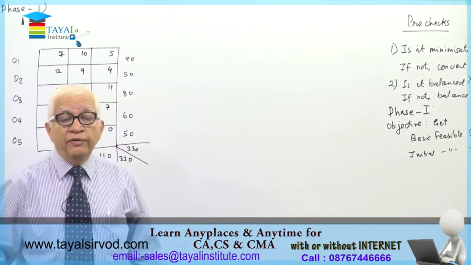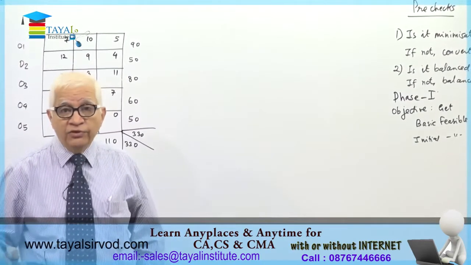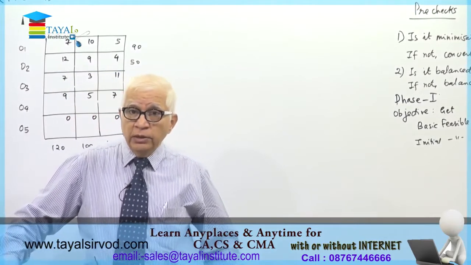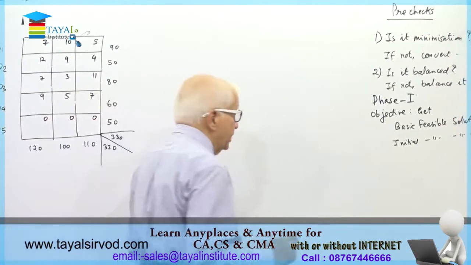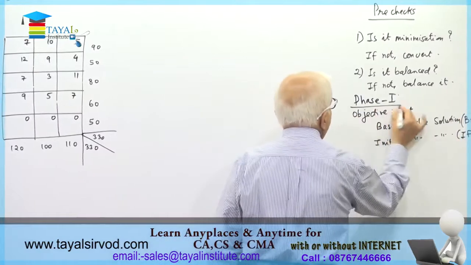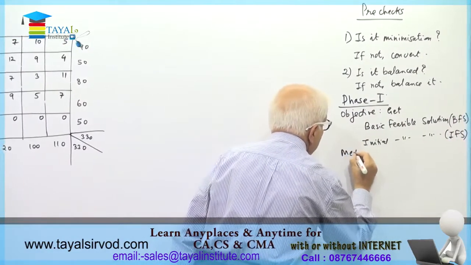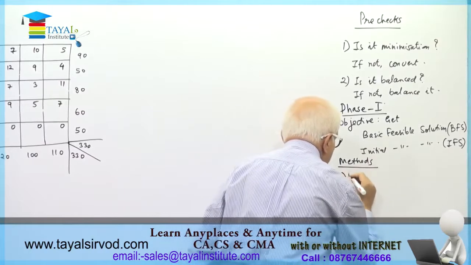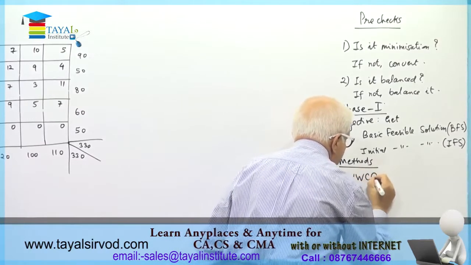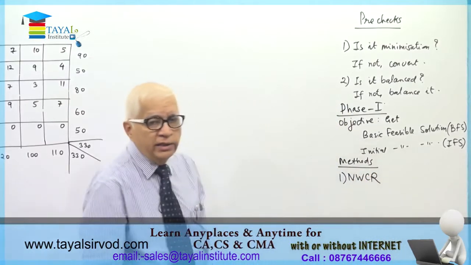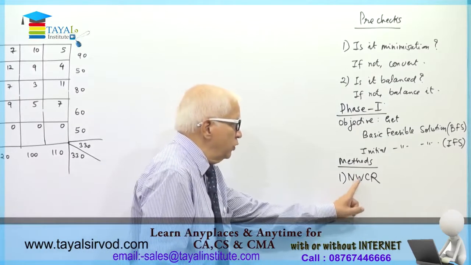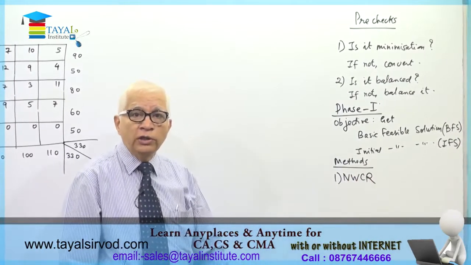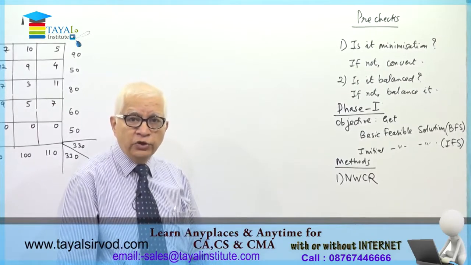Now what is the method followed for obtaining an IFS or BFS? Actually there are three different methods which we'll be covering. Okay. Now I'll write down the names of the methods first. Now this is phase 1 methods. First one I'll call it NWCR. What is NWCR? It's a short form for Northwest Corner Rule. Northwest Corner Rule. NWCR for short.